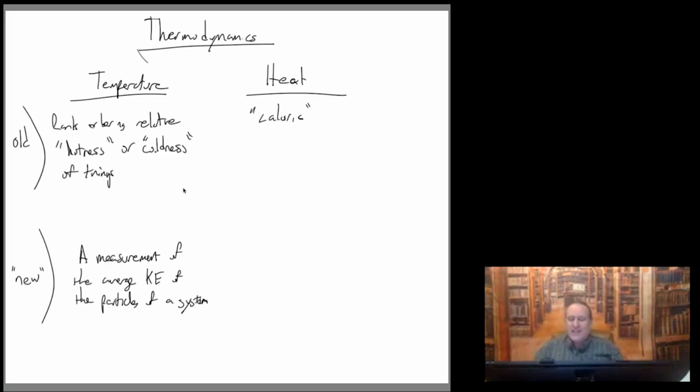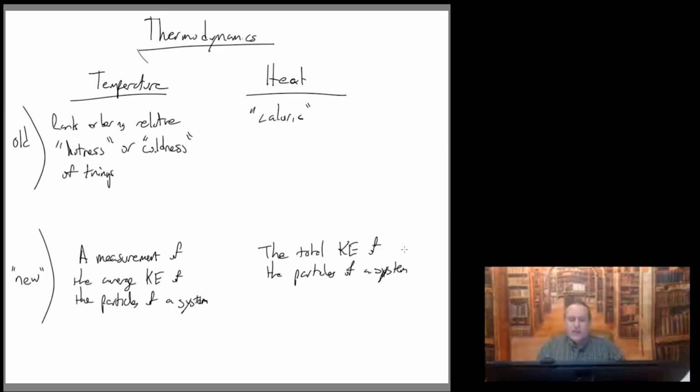And for heat, then what heat is the total kinetic energy of the particles of a system. There's kind of 2 usages for heat. We can mean the total amount of kinetic energy of the particles, that's how much heat something has, or we sometimes talk about the flow of heat. So when heat flows from one thing to another, we mean the total amount of kinetic energy that transferred from one system to the other system.